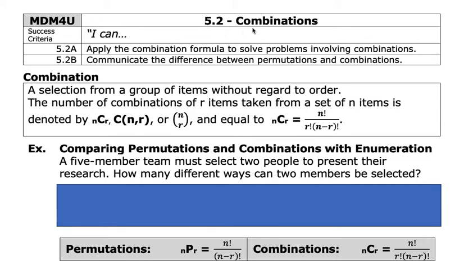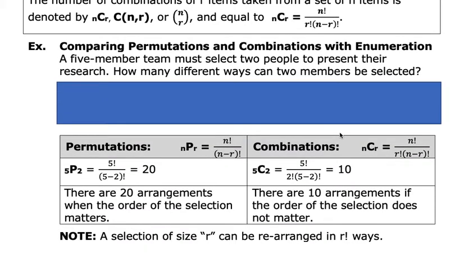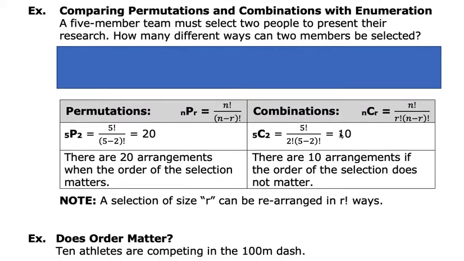MDM4U 5.2 Combinations. A combination is a selection from a group of items without regard to order. The number of combinations of R items taken from a list of N items is denoted nCr, C(n,r), or (n r), and equal to n factorial divided by r factorial times (n minus r) factorial. So we're going to compare combinations and permutations.